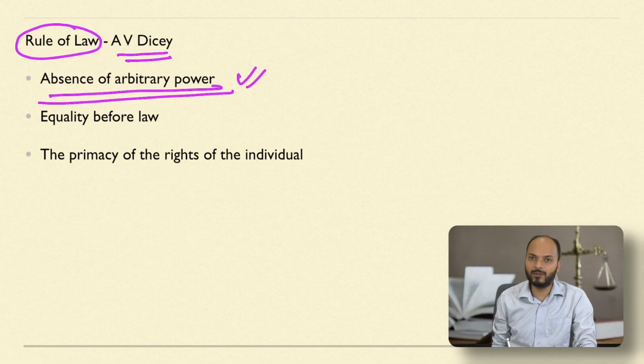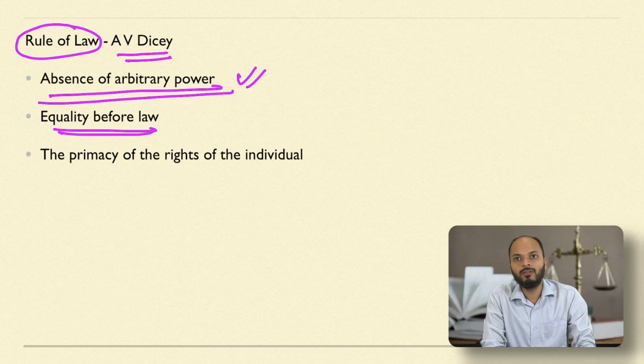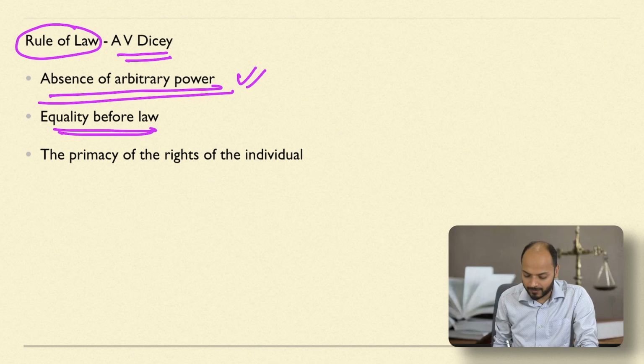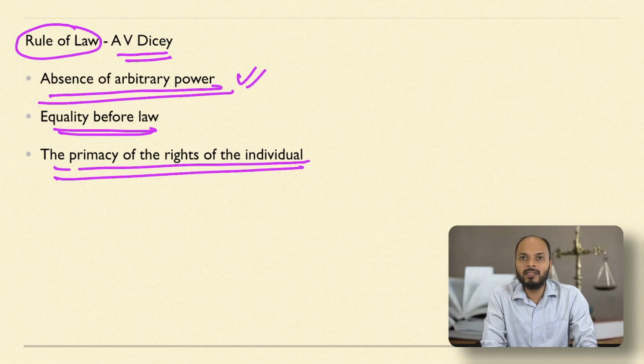The second aspect of rule of law is equality before law. What is equality before law? We have just now discussed. And the third aspect of rule of law is the primacy of the rights of individuals. What this means is that the rights of individuals are supreme, and the constitution has to make sure that these rights remain as they are. The rights guaranteed to citizens by the courts must be protected by the constitution. Meaning even the constitution is subservient to these rights, or the constitution is also an outcome of these rights.